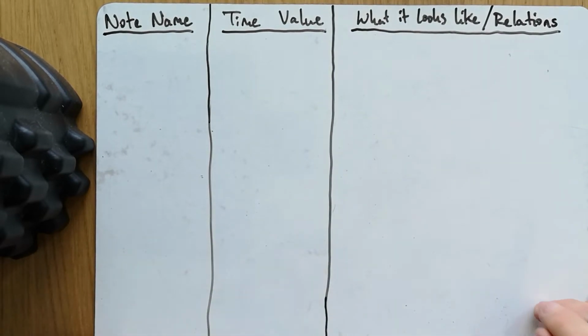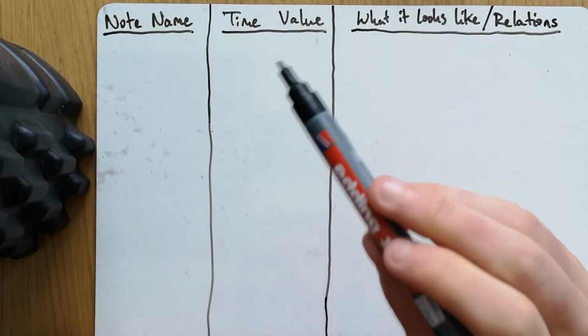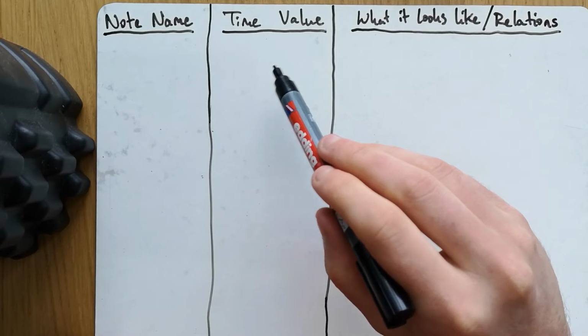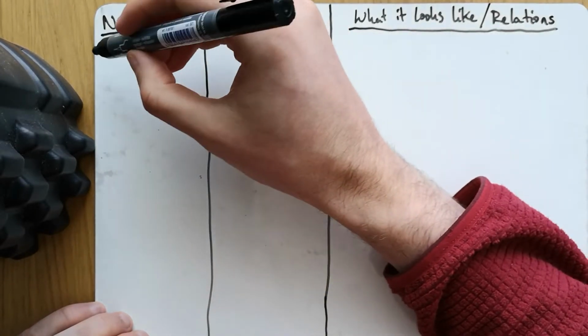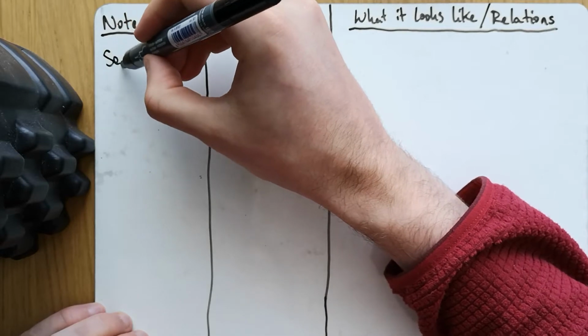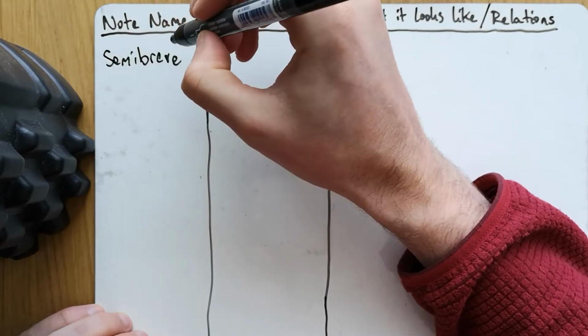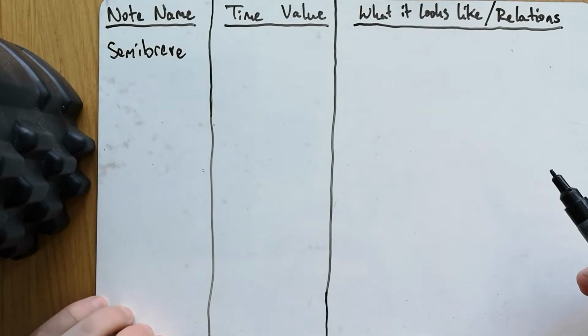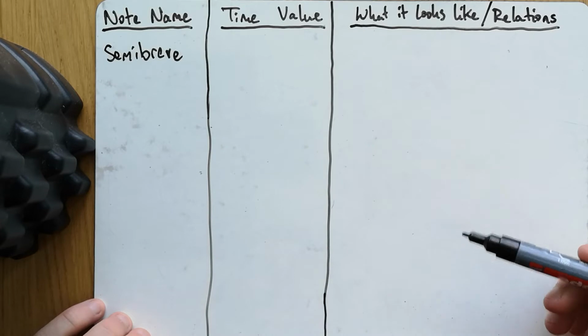Okay, now we're looking at, first of all, note names. We're going to look at note names, how long these notes last for, and what they look like. The first note we're going to look at is a semi-breve. S-E-M-I-B-R-E-V-E. Okay, semi-breve. I want you to copy this out as I am doing it as well.